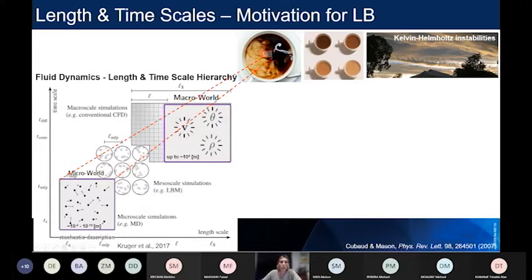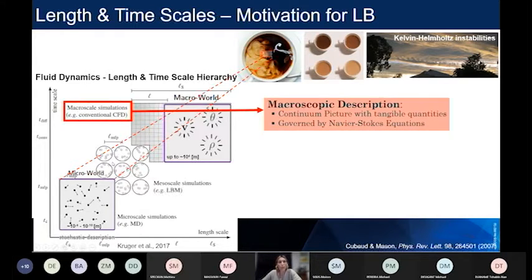But the question is, we've got some similarities in terms of the phenomenon that we can see at the micro scales here that can also translate to the macro scale. But how do we relate those different scales? Of course, we've got some computational techniques that are available at the macro scale. We've got our conventional CFD solvers that are governed by the Navier-Stokes equations that give us the continuum picture of the fluid flows. That's fine.